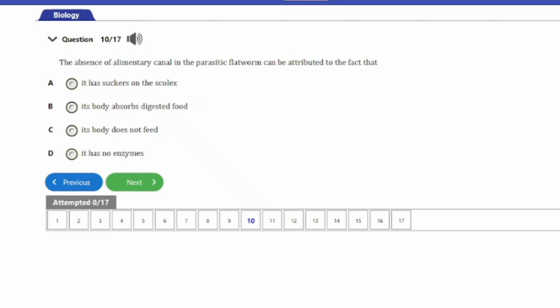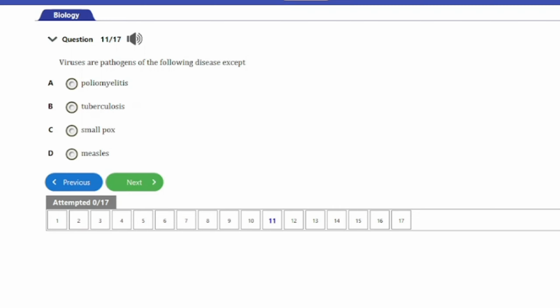Let's go ahead and consider the next question, guys. That's question number 11 here. It says, viruses are pathogens of the following diseases except A. Poliomyelitis, B. Tuberculosis, C. Smallpox, D. Measles. So guys, the answer to this question is option B. Tuberculosis is a bacterial disease and not a viral disease. So that's it for that question.